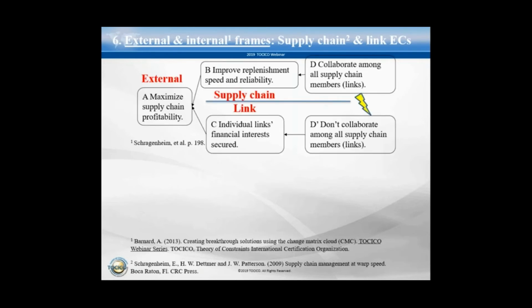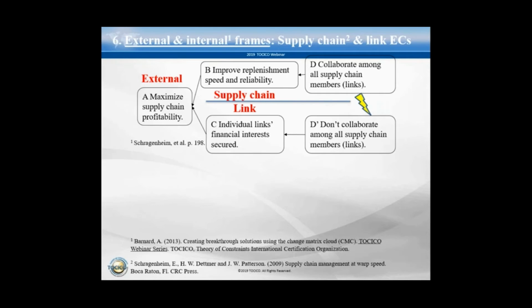I won't go into this much, but I provide several examples, and that's an organization, a person typically has an external and internal frame. I provide the example out of Eli's work. Thank you, Eli. And this is the frame that a cloud between a link in a chain and the chain. It shows the problem of collaboration.